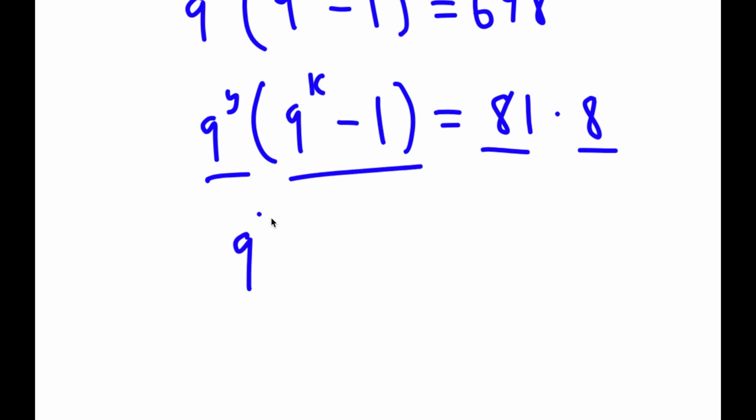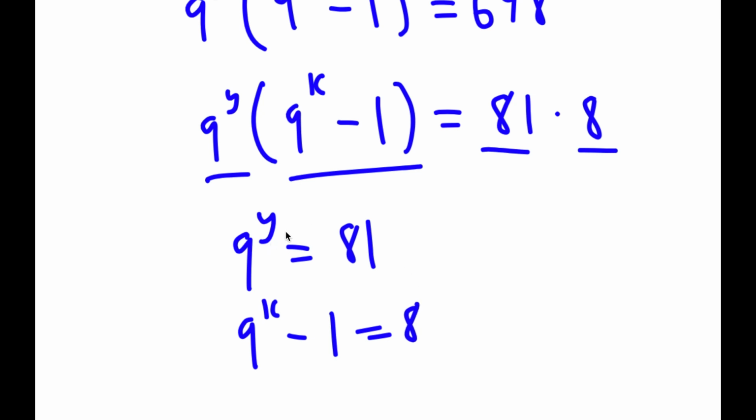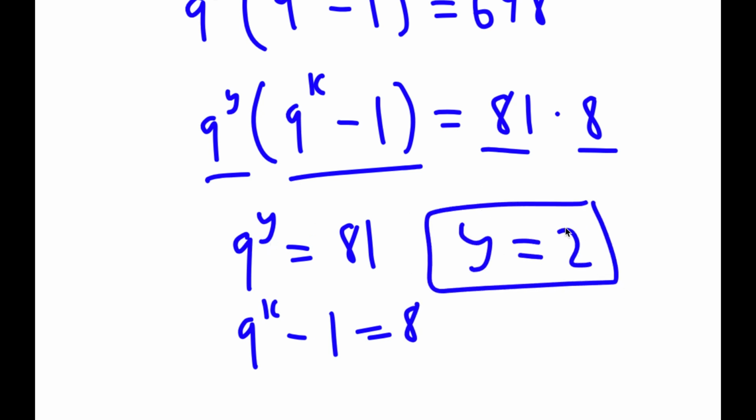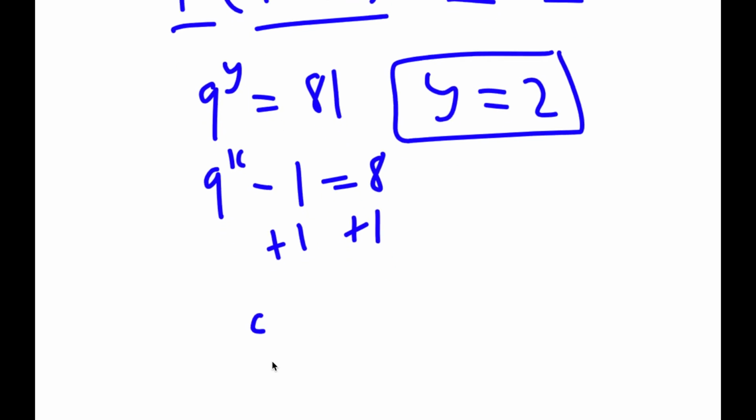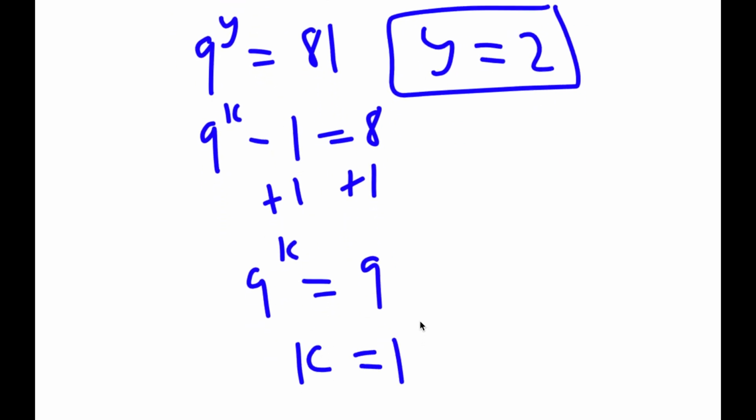So now this gives me two equations. 9 to the power of y equals 81. 9 to the power of k minus 1 equals 8. For 9 to the power of y equals 81, y is simply 2. And for 9 to the power of k minus 1 equals 8, I add 1 on both sides. So I get 9 to the power of k is equal to 9, meaning k is equal to 1.